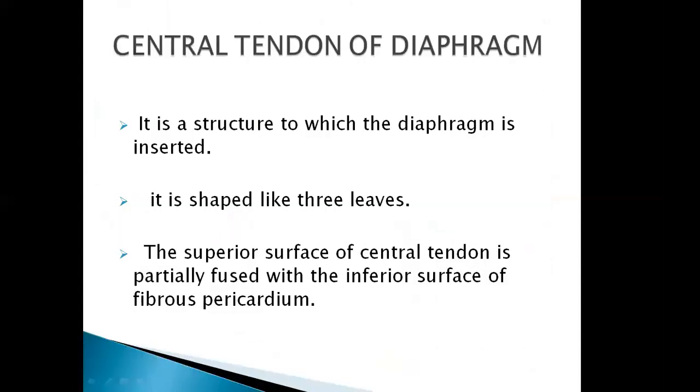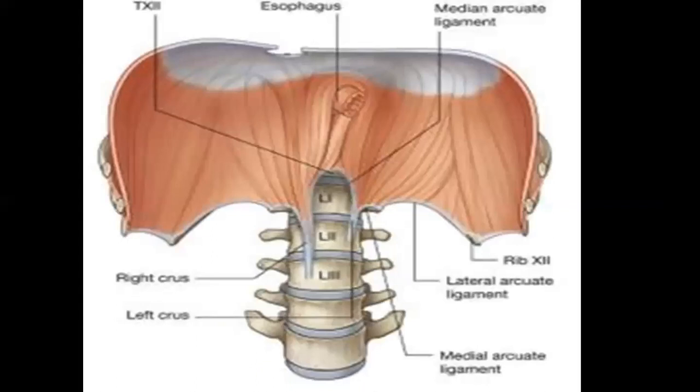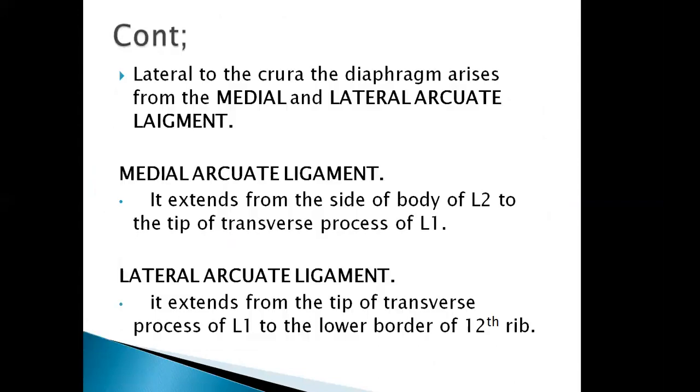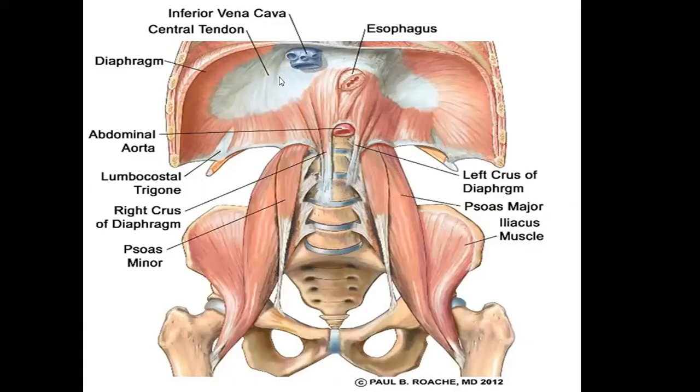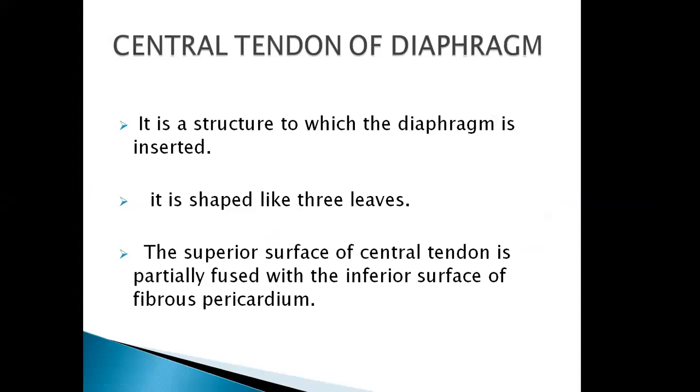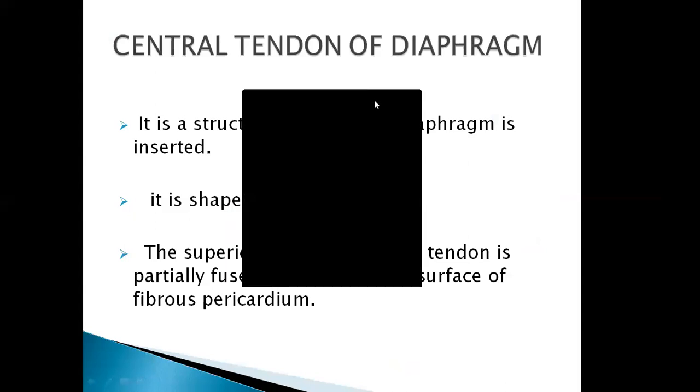Now, the central tendon of the diaphragm. This is the whitish upper part. This is the central tendon of the diaphragm. It is a structure to which the muscular part of the diaphragm is inserted. Or the part of the diaphragm to which the muscular part is inserted is the central tendon of the diaphragm.